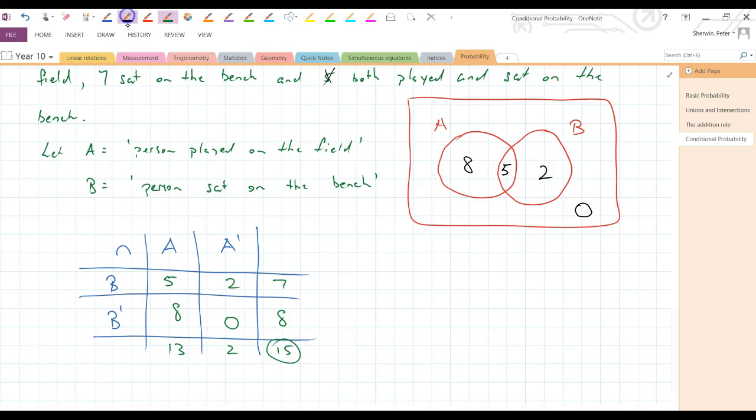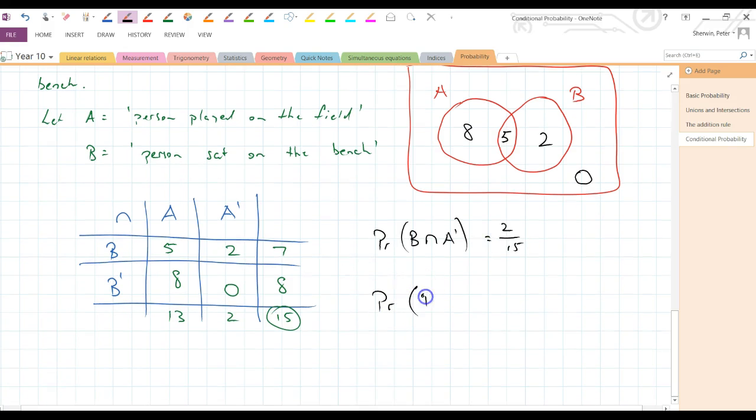We can find a few probabilities now. So the probability of B, sorry, B intersection not A. This is saying this is the probability that the person only sat on the bench. So sat on the bench, which is B, and did not play at all. There we go. So that's 2 out of 15. Let's have a look at another probability now.